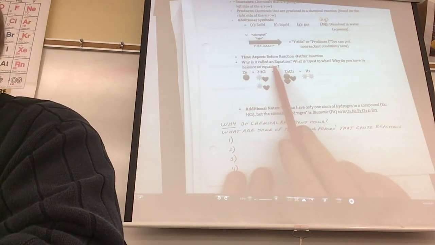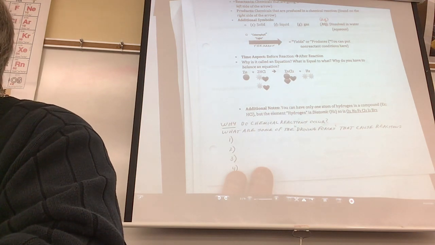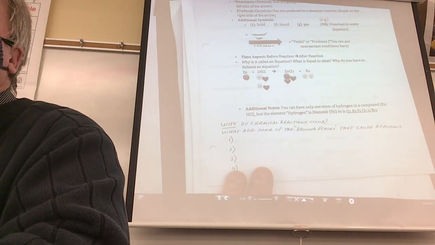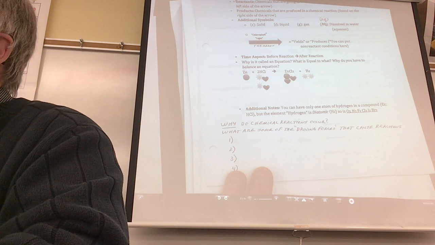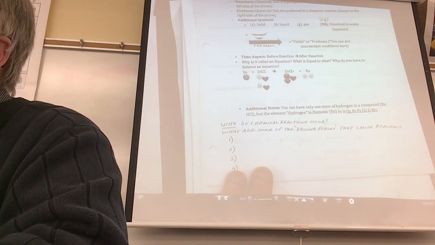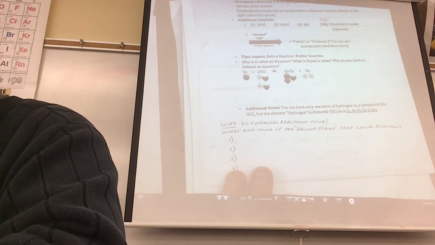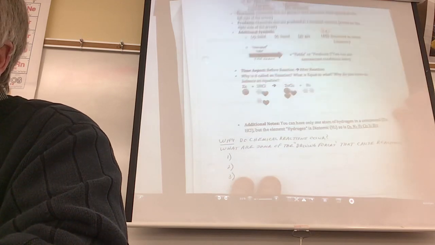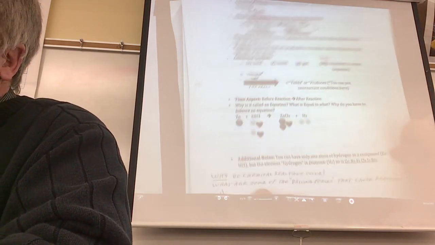Why is it called an equation? Why is it called a chemical equation? What's equal? That's what I want to think about. The word equation means something equals something, doesn't it?